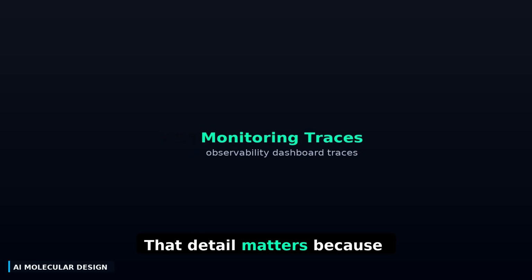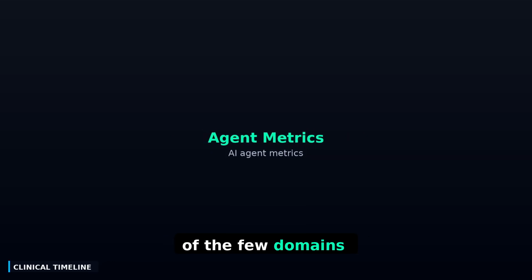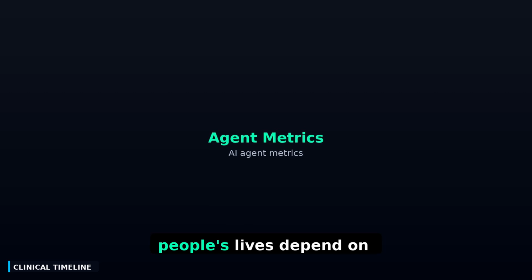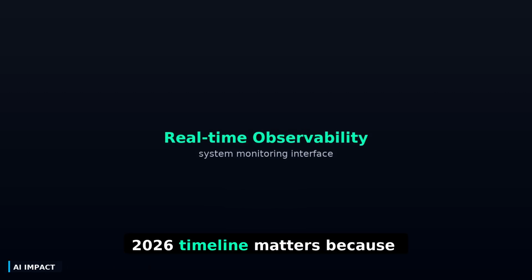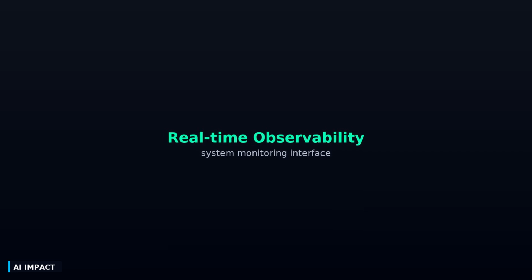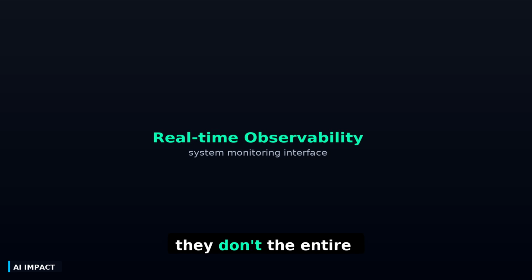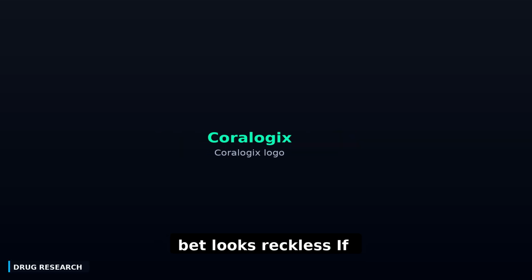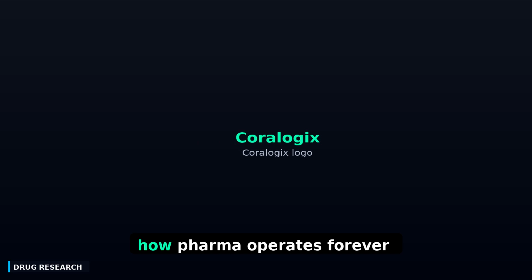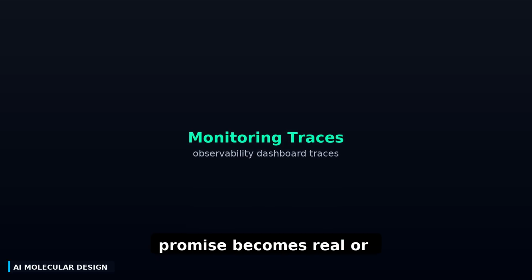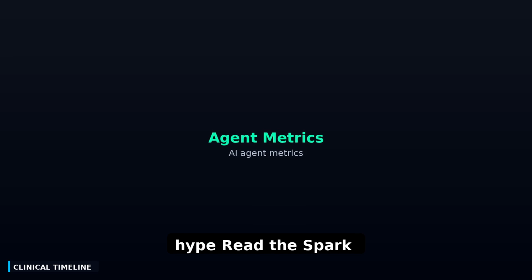That detail matters because drug discovery is one of the few domains where AI speed actually translates to human impact. People's lives depend on whether this works. The 2026 timeline matters because that's when early AI-discovered candidates should start showing clinical results. If they don't, the entire bet looks reckless. If they do, it reshapes how pharma operates forever. This is where AI's promise becomes real or gets buried in failed hype.